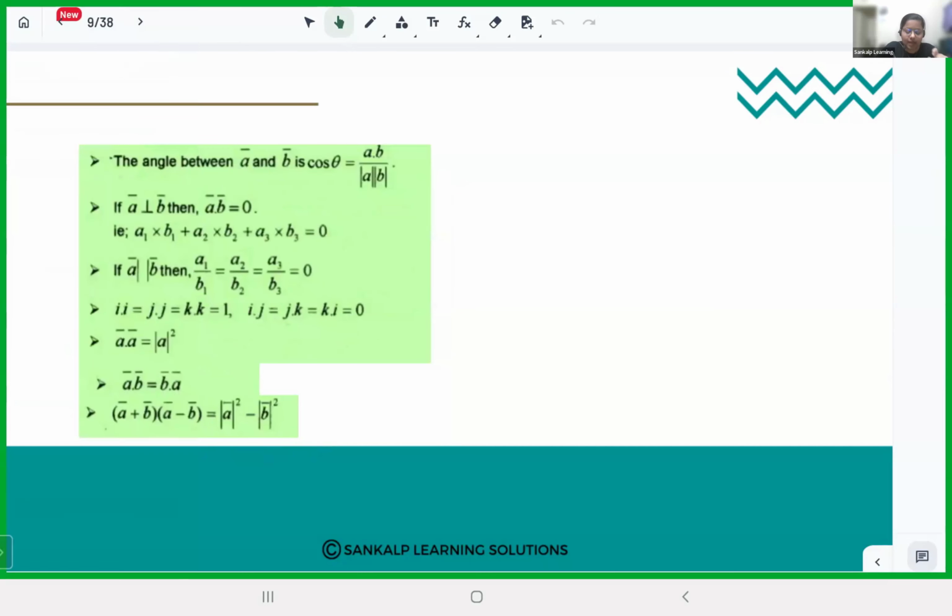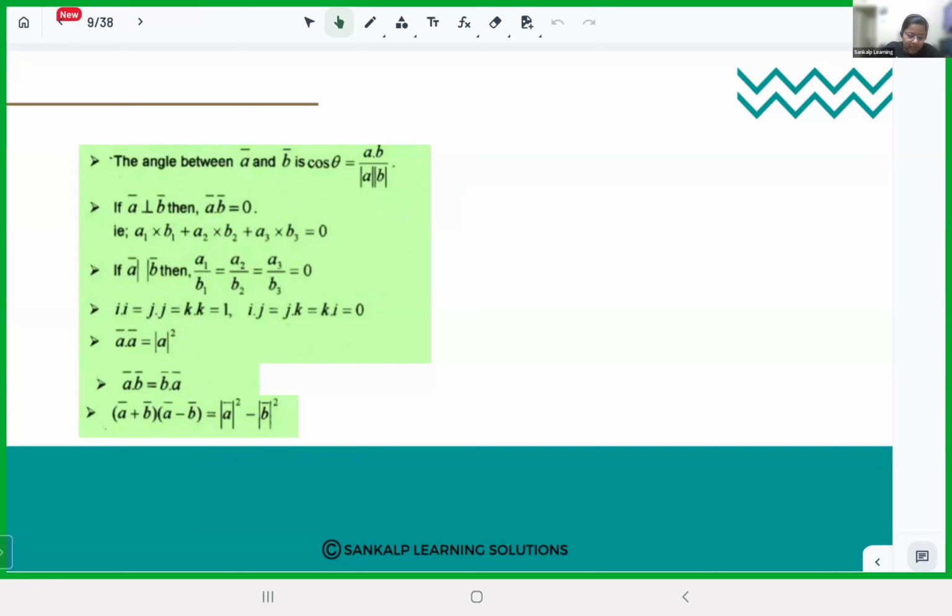Alright, now moving on to the next one. The angle between vector A and vector B is cos theta. So vector A dot vector B is equal to magnitude of vector A into magnitude of vector B into cos theta, that we have studied, right? So from that you will get cos theta is equal to A dot B by magnitude of vector A into magnitude of vector B. And when vector A is perpendicular to vector B, we can say that A dot B is equal to 0.